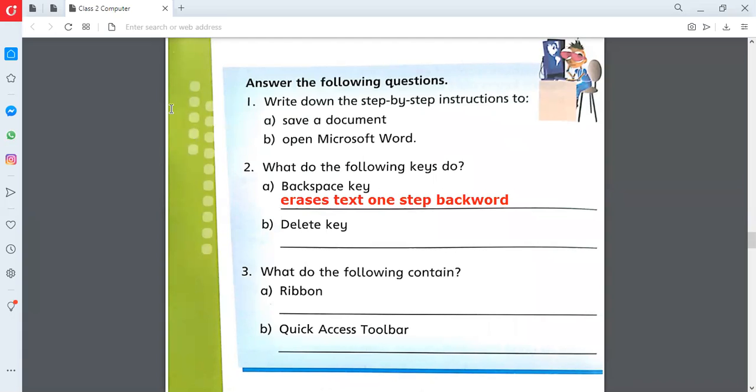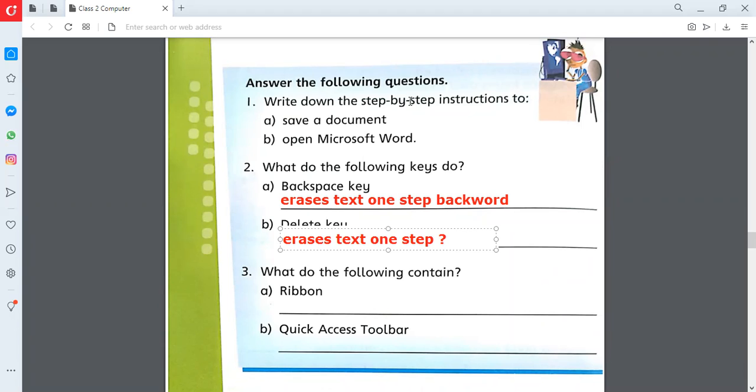Now the second one is: what does the delete key do? Okay, so the answer would be erases text one step... Yes, what do you think? What would be the answer? What would be the word that comes after that? Delete and backspace both can be used to remove, delete, or erase words. But there is a slight difference between them. The working of both keys is the same.